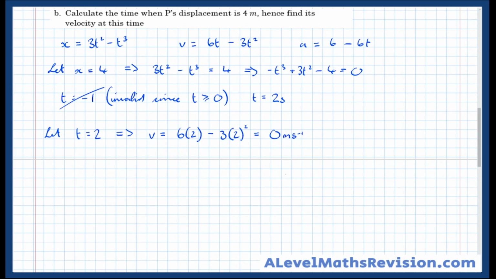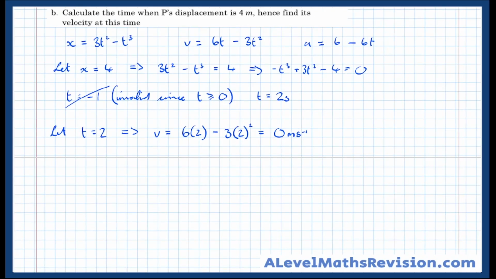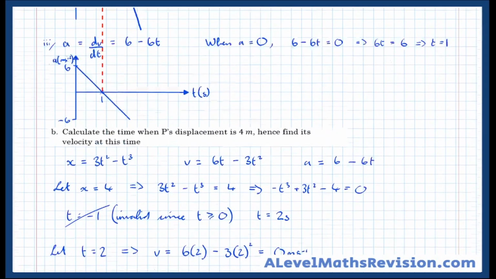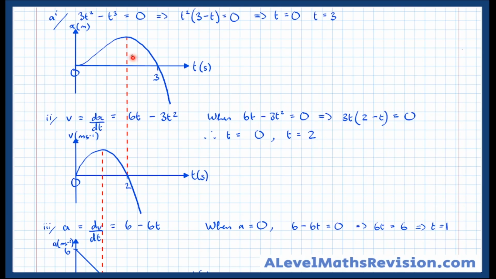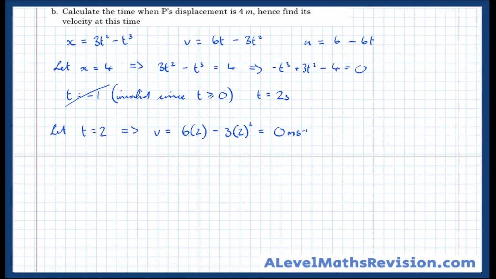And just another point of interest here, it asked us to find the time when the displacement was 4 and find its velocity at that time. Well, we found out its displacement was 4 at t equals 2 seconds, and it has velocity 0 at this time. So we go up to the graph, we can see that at t equals 2 seconds it has velocity 0, which corresponds to a stationary point of displacement also. So all of that now matches up.